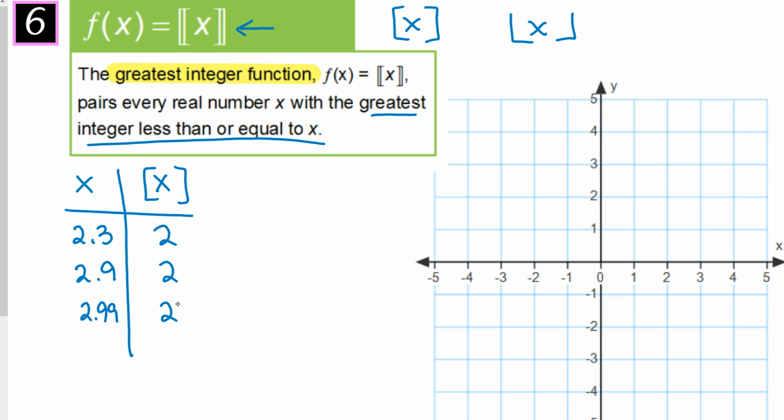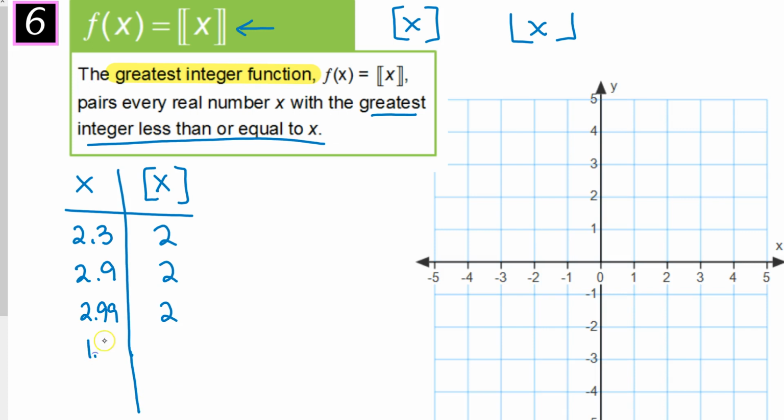It's almost like, let's say you paid $2.99 for something. Well, how many dollars was it? 2. And then the rest was cents. Let's say you paid $2.30 for something. Well, how many dollars was it? 2. And the rest was just cents. Okay? So it's like we're only talking about the dollar part.